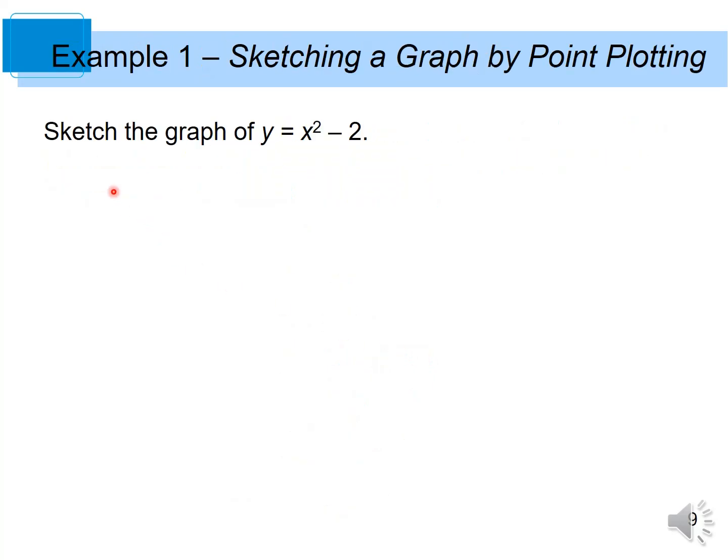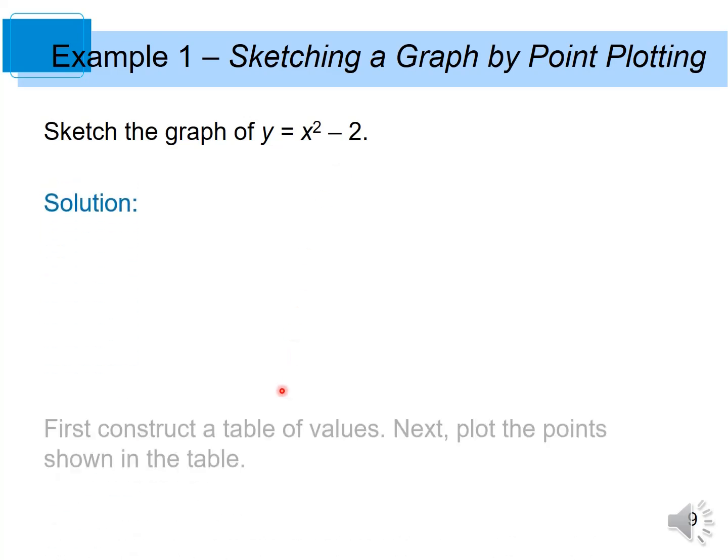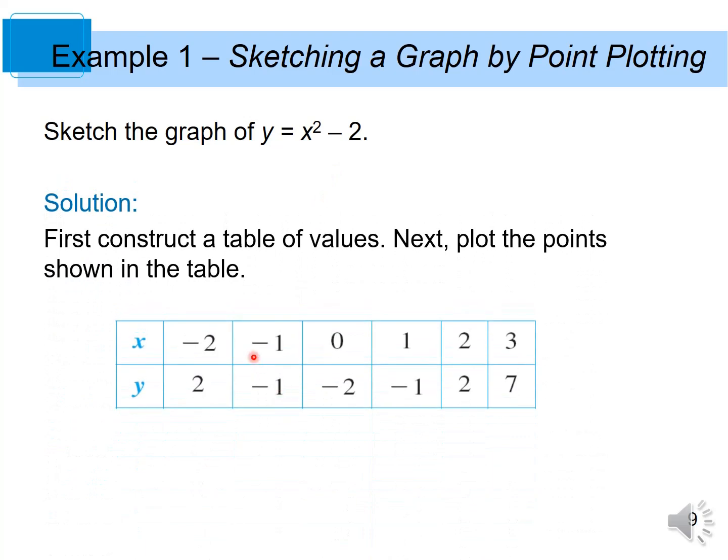Now we look at the first example. The question asks you to sketch the graph of y equal to x squared minus 2. Okay, so you look at this equation. It's already in y equation, so you can skip the first step. So we construct a table. This is the second step.